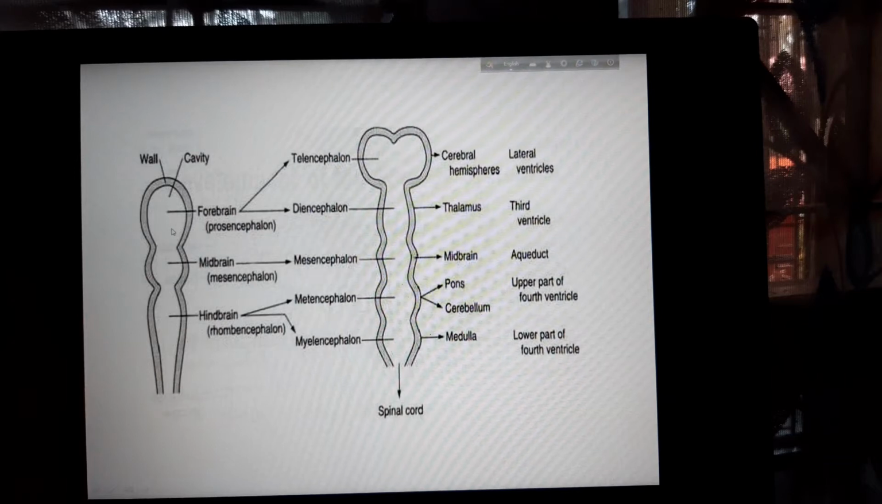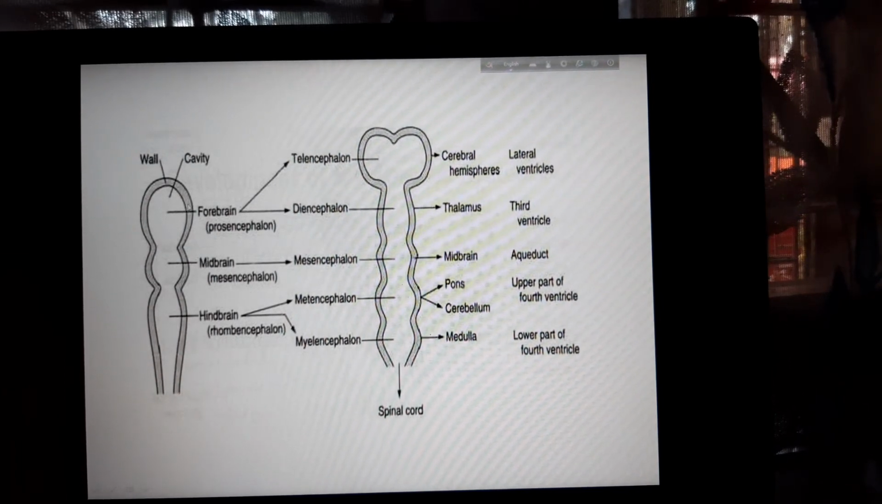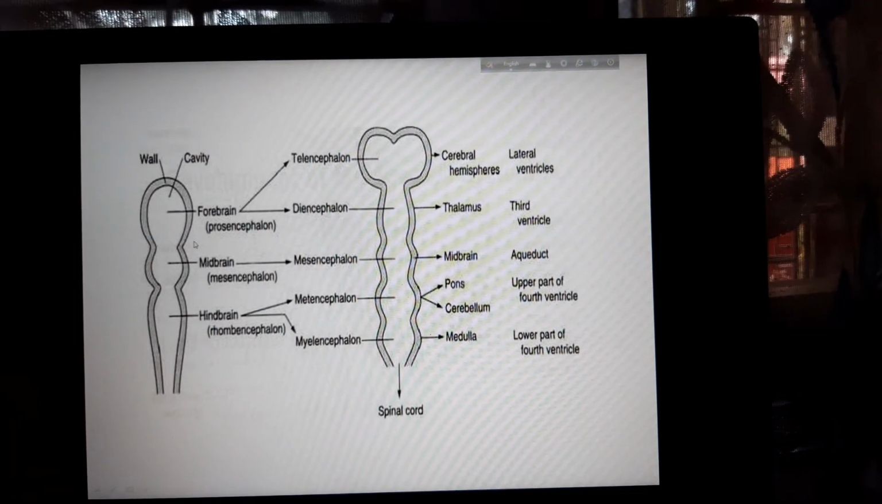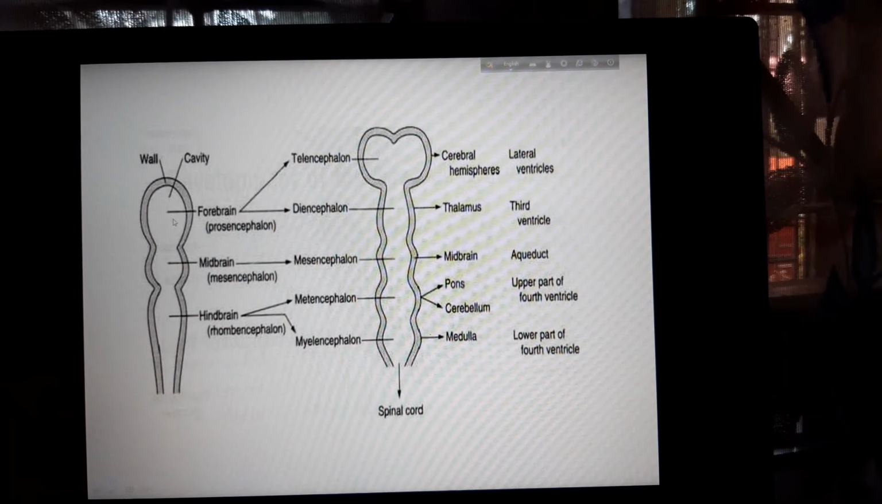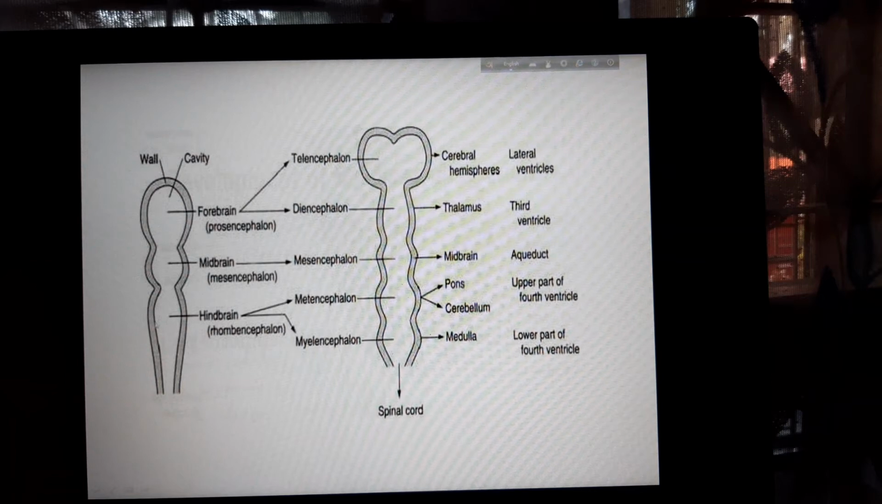You see, the tube when formed is of unequal diameter. The anterior end is expanded and the cavity is big. This is the cavity of the brain rudiments. The walls are thicker than at the posterior end of the tube. This is the brain tube, and the posterior wall is thinner than the anterior wall.